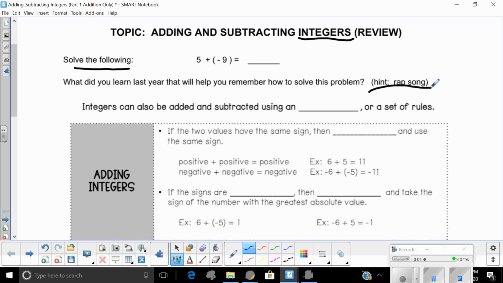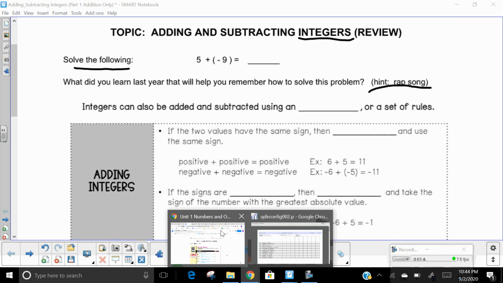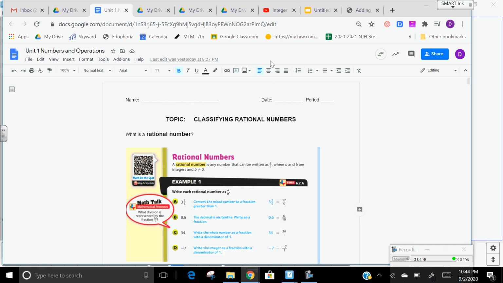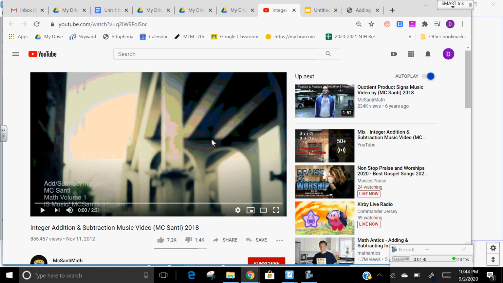rap song. Okay. Hopefully you remember, last year the rap song was played for you and it gives you the rules for adding and subtracting integers. So let's listen to that real quick.